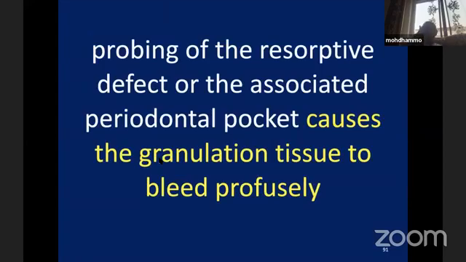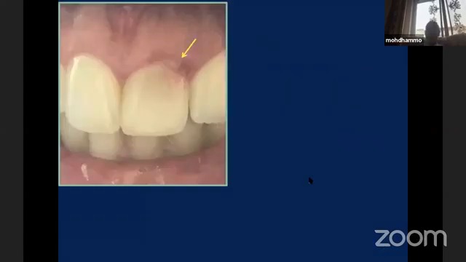Another important examination we can make is when we use our probe, probing the resorptive defect or the associated periodontal pocket. If we examine with our periodontal probe, we will notice that the resorptive defect or associated periodontal pocket contains granulation tissue, and it will bleed profusely. So a lot of bleeding when we check this pocket.